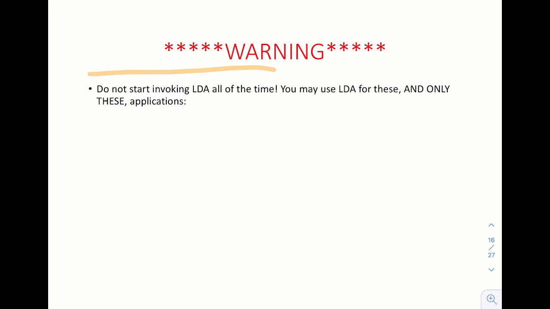It can cause side reactions and other undesired consequences. So we will only be using LDA for crossed aldol reactions between ketones. LDA is not really compatible with aldehydes, so we're only going to use LDA for the crossed aldol reaction between ketones.